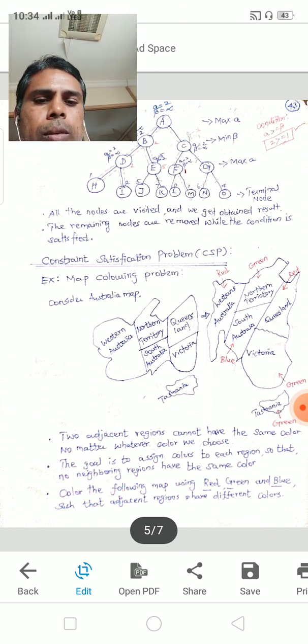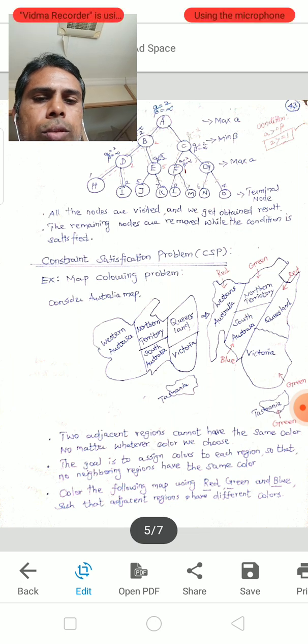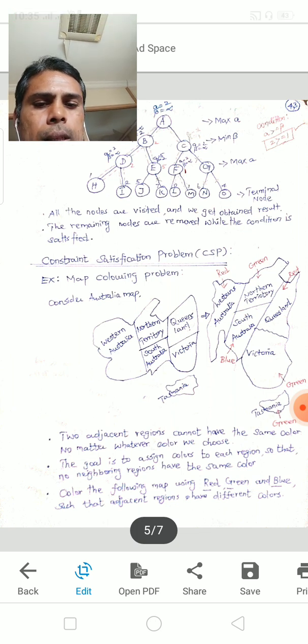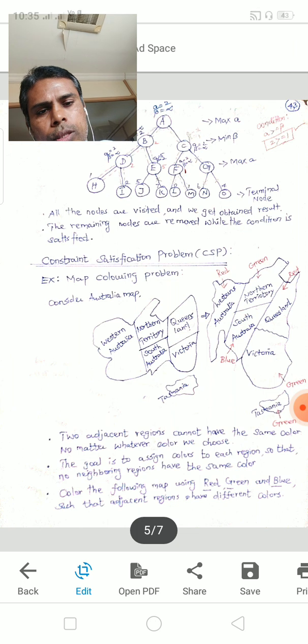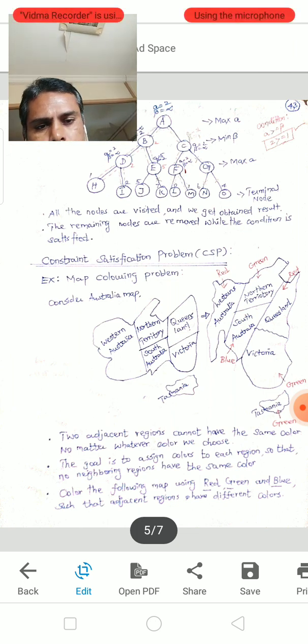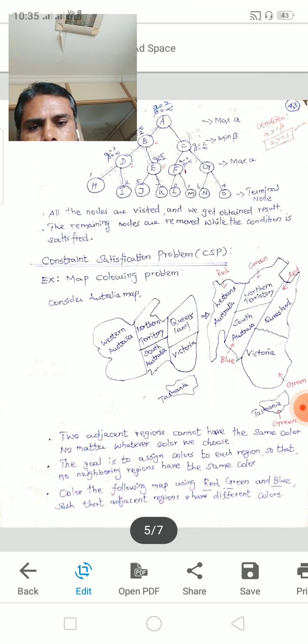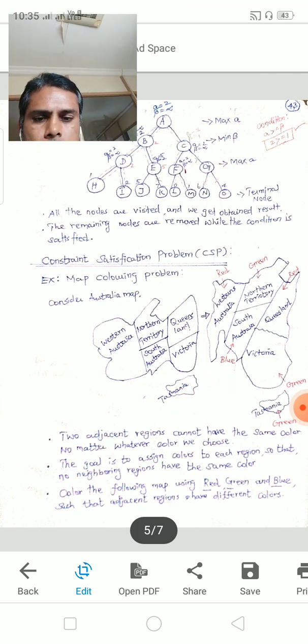So in the Australian map, the same thing will happen on the right side. You should separate the continents with this map coloring problem. So Western Australia, Northern Territory, South Australia, Victoria, Queensland and Tasmania. Okay, so these are the main major continents available in the constraint satisfaction problem.